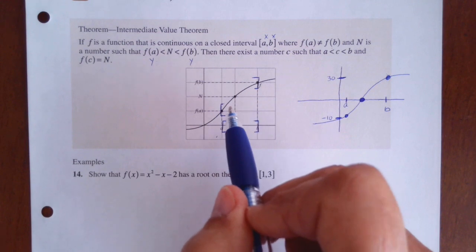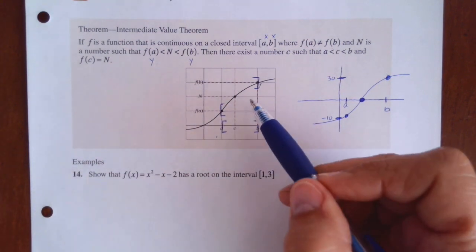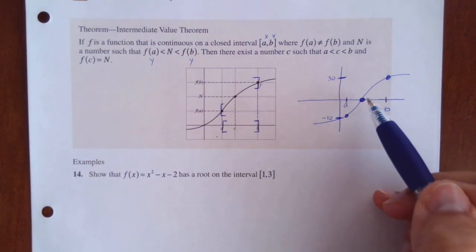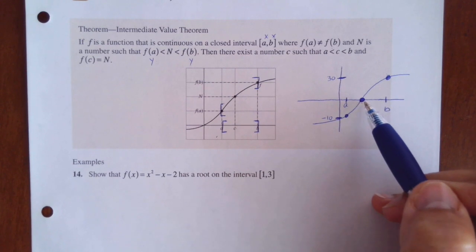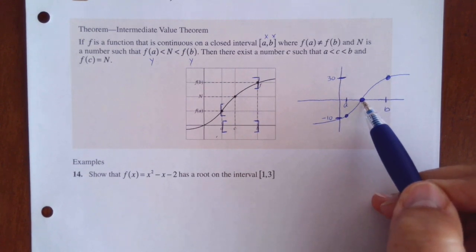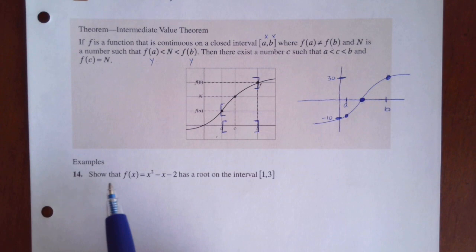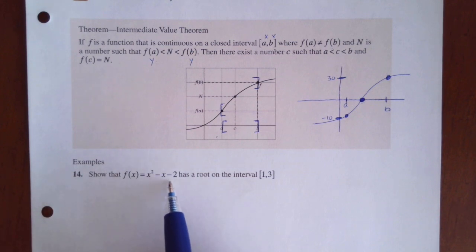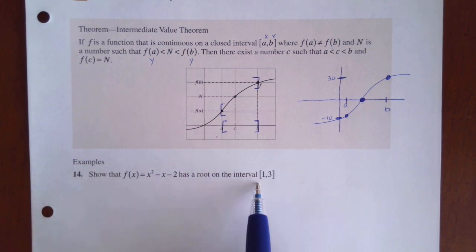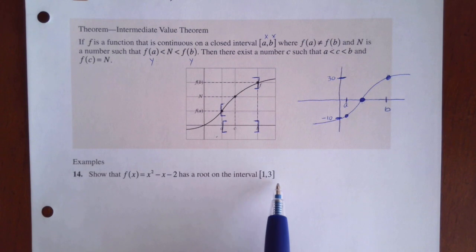Okay, just to find a number in between, that's not very exciting. But when that number you're looking for is a root, that's the solution, then yes, that's important. So in number 14, it says show that this quadratic equation has a root on the interval between 1 and 3.